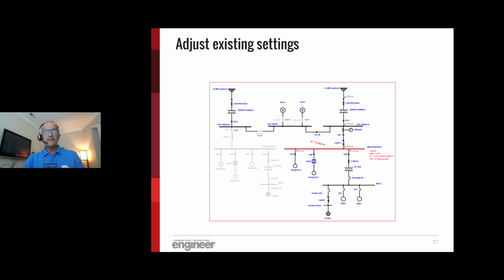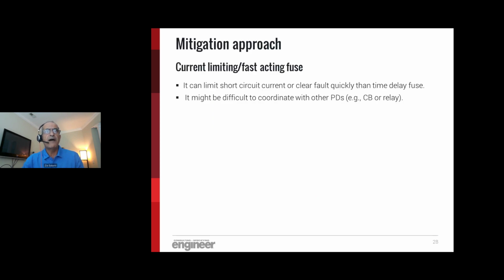Therefore, keep an eye on this change. I'm suggesting your first or second option, which is going to be much cheaper. Now, at this point, I give it back to Ken to continue with current limiting and fast acting fuses. Thanks, Zia. Yeah, I agree.